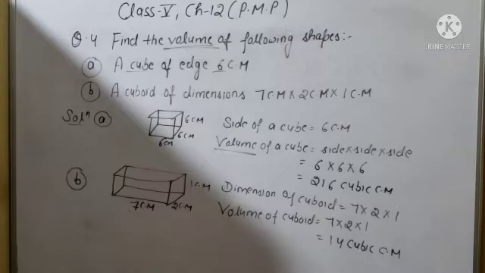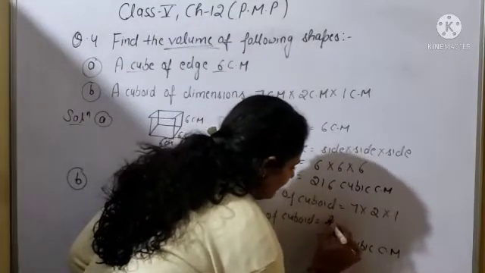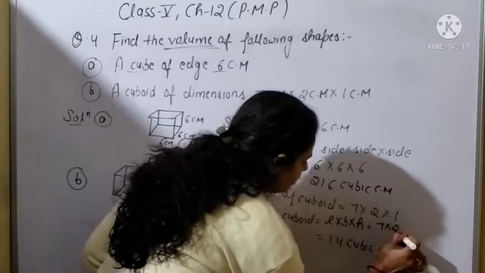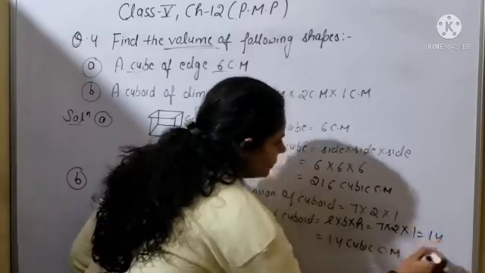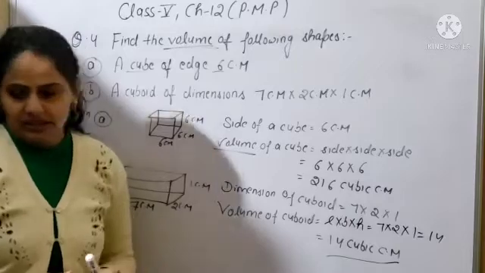And after that, the second one is given, a cuboid. So for the cuboid, length, breadth and height are already given. Dimensions means length, breadth and height. Okay, it is given already in the question. So you will find out the volume of the cuboid. It will be length into breadth into height. And you can write down the formula here first. What will be the volume of the cuboid? Length into breadth into height. So 7 into 2 into 1. It will be 14 cubic centimeter. Okay, so this is the volume of the cuboid.